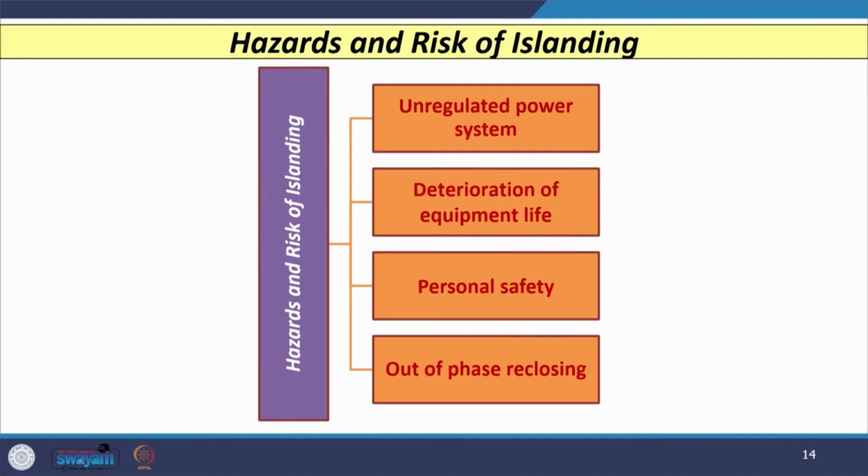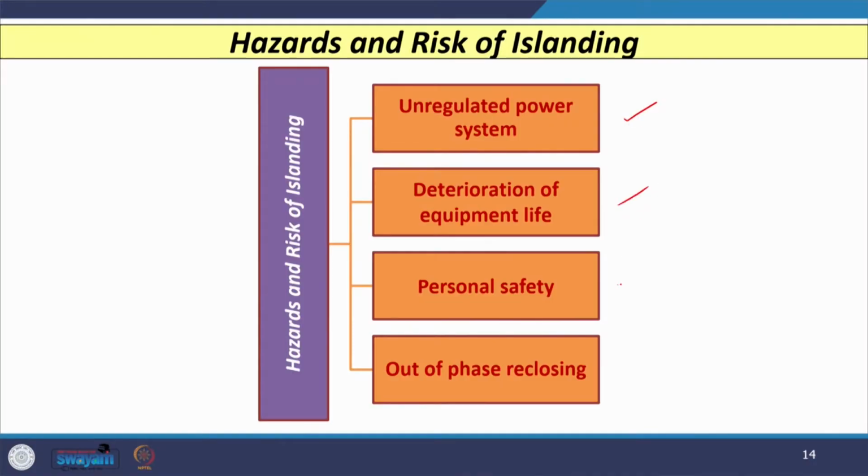So, let us consider the hazard and risk of islanding. Whenever islanding occurs, what will happen? These are the four important points we need to consider. The first one is that whenever islanding is there, an unregulated power system is there. Second, there is a possibility of deterioration of the life of the equipment connected. Third, personal safety issues are also there, and fourth, the out of phase reclosing issue is also observed. Now, let us discuss each issue one by one.